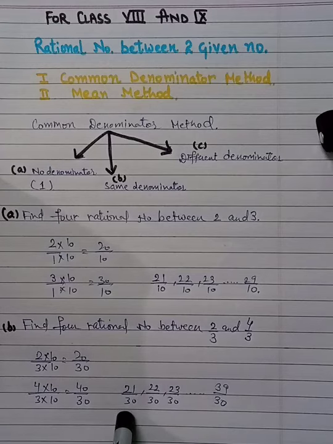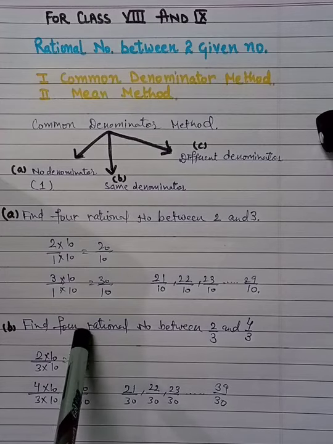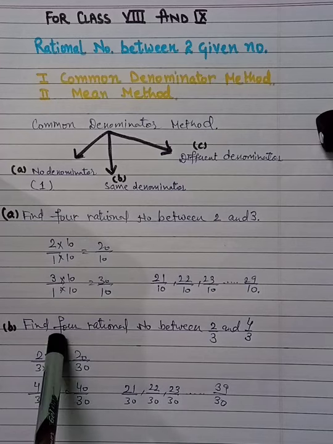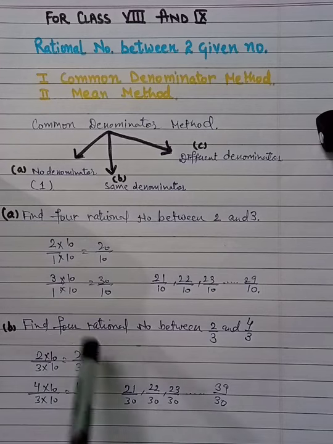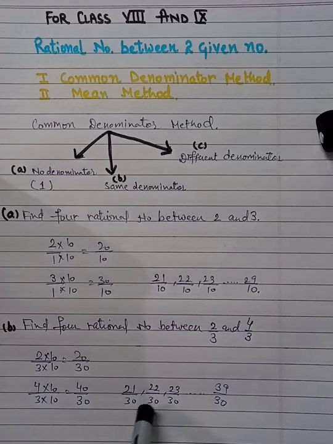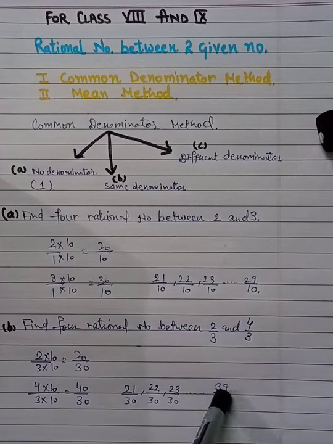Again I have to choose any number from 21 upon 30 to 39 upon 30 as per the requirement of the question. As in this question 4 numbers are required, I can take 21, 22, 23 or 24 upon 30, or I can go from 39 to 21.